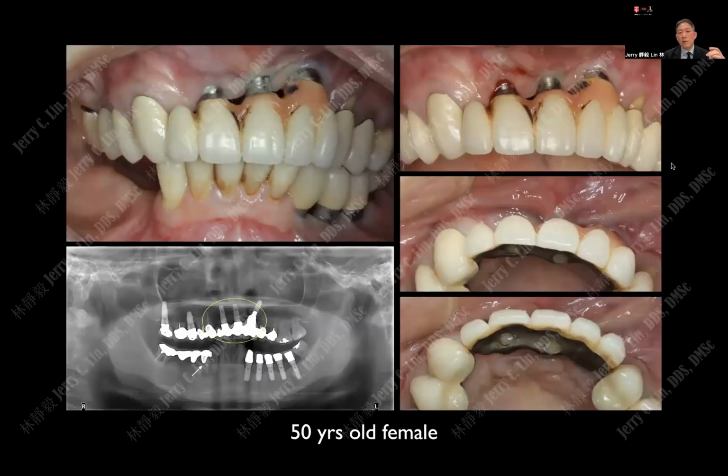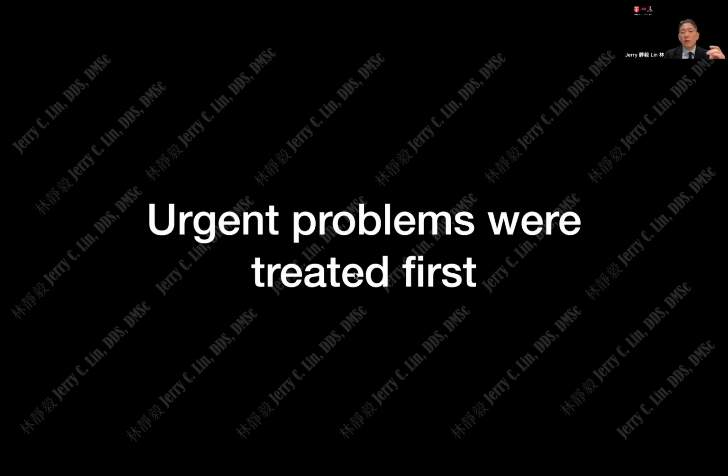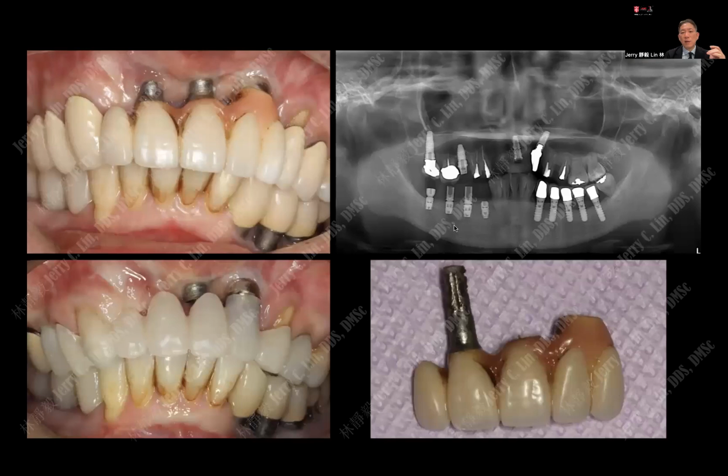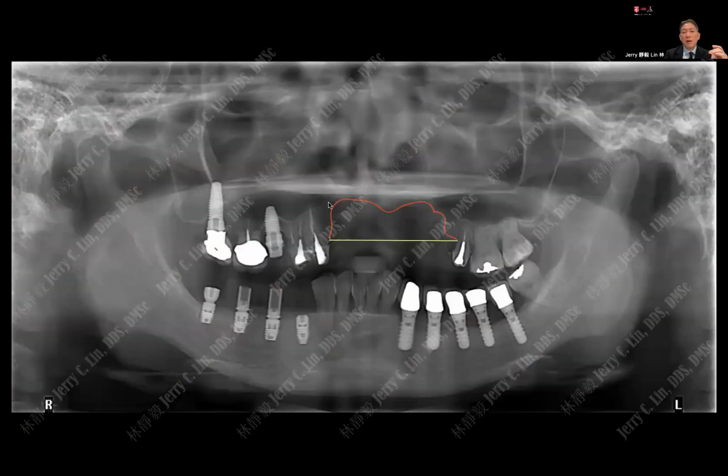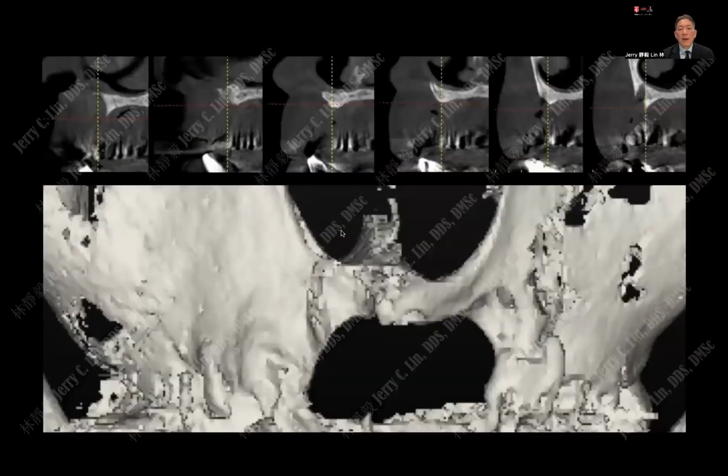For this particular case, a 15-year-old lady came to my office with failing and infected implants. I treated the urgent problem first, and then I removed those failing implants, leaving a very massive bone destruction. We let the soft tissue heal up, and we had this problem: no room for implant placement.